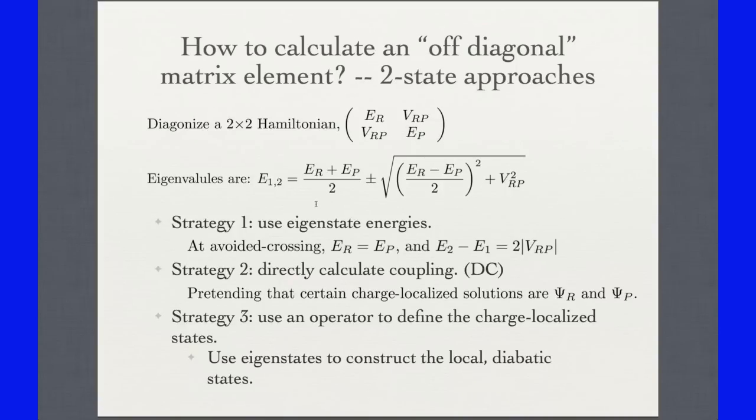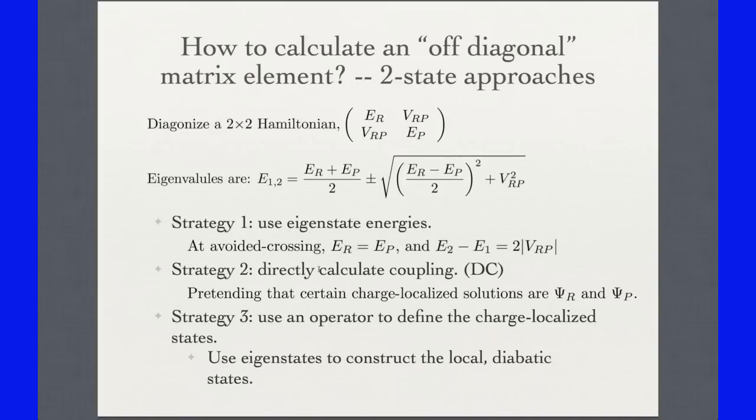So the first strategy I'm going to talk about is simply to take the eigenstate energy. For example, if you can set up your calculation in a condition where this term goes to zero, then the energy gap of these two eigenvalues will become twice the coupling, because you have plus and minus here.